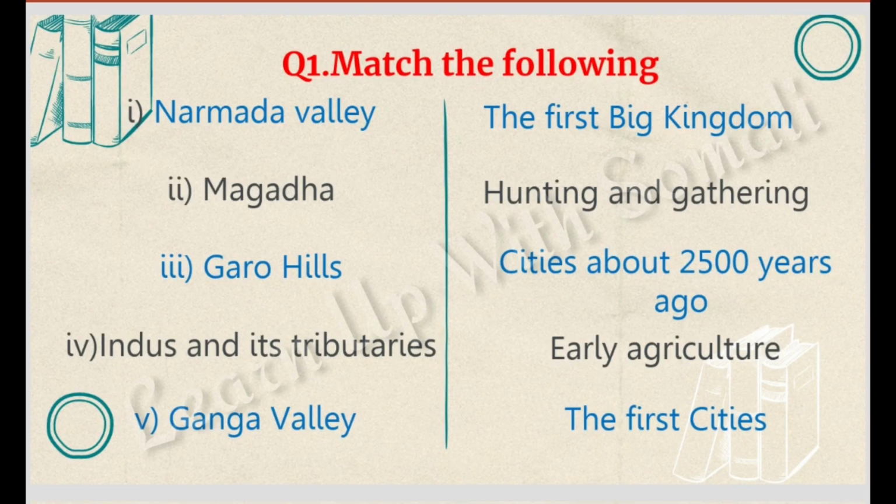Now children, looking into question number 1, we have to match the following. The first one, the word that we have is Narmada Valley, which is related to hunting and gathering. Number 2, we have Magadha, which was the first big kingdom in its own time. Number 3, Garo Hills, which is related to early agriculture. Number 4, Indus and its tributaries, which is related to cities about 2500 years ago. And number 5, we have the Ganga Valley, that is related to the first cities.